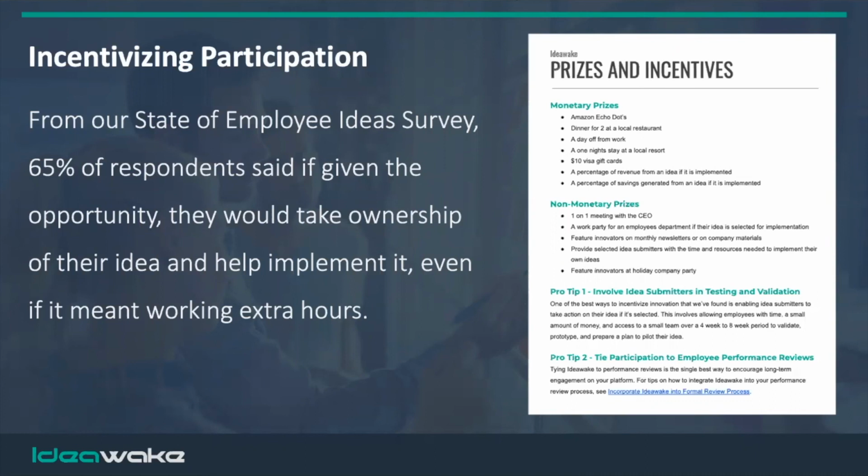On the right side here, we can see some prizes and incentive examples that we've seen work. Amazon Echo Dots are a very common option, but you also have non-monetary prizes, which work really well. And then going into those two pro tips, you have involving idea submitters in testing and validation. And then ultimately, when you get this program really up and running and prove the value of it, the way to solidify it and really bake it into the culture is getting participation into employee performance reviews. There's no way you're going to be able to do that in the short term when you initially launch the program. Once again, it's something to aspire to over time and to keep in mind as you start to build on initial success within the program.